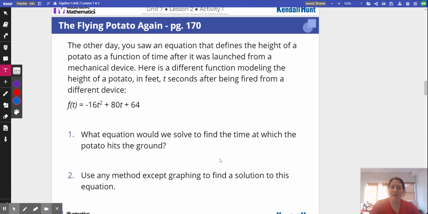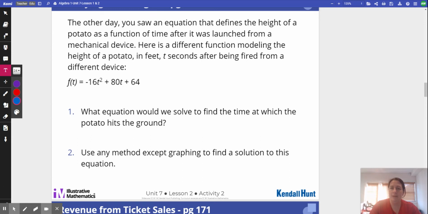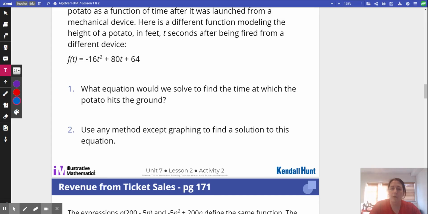All right, here's that flying potato again. The other day, you saw an equation that defines the height of a potato as a function of time after it was launched from a mechanical device. Here is a different function modeling the height of a potato in feet t seconds after it is fired from a different device. So here's the equation: negative 16t squared plus 80t plus 64. What equation will be solved to find the time at which the potato hits the ground?